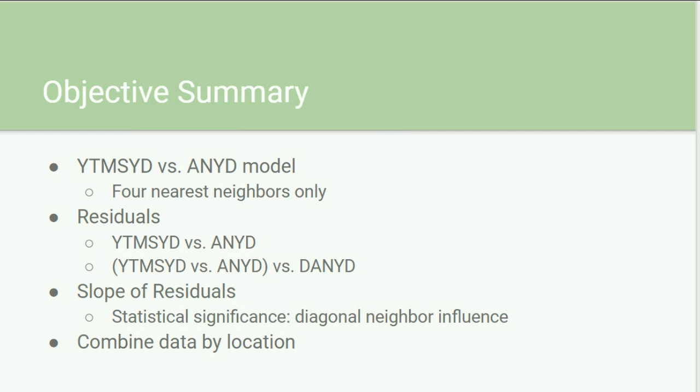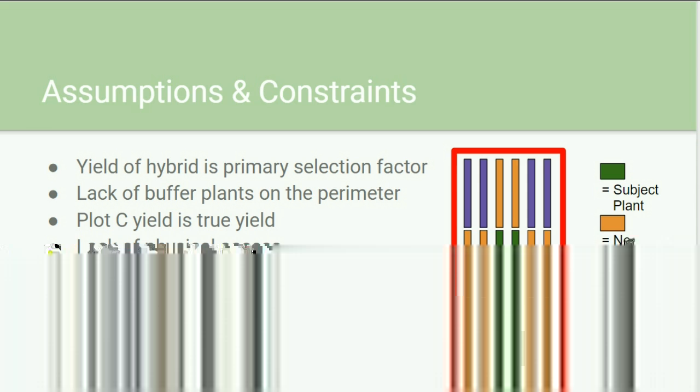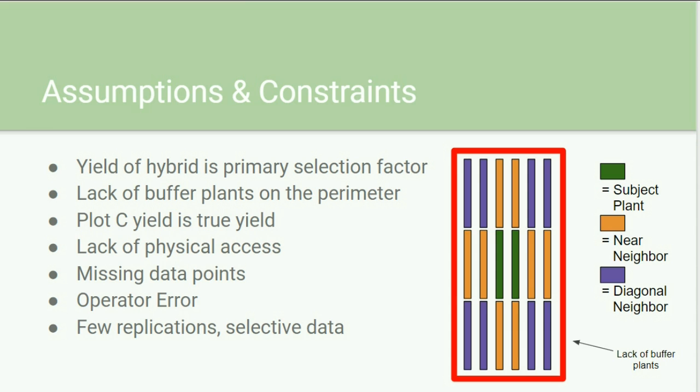This will show the diagonal neighbor influence, where data will then be combined by location to show the root mean square error. From data collection, the yield of each hybrid is considered to be the primary selection factor to move forward. The higher a hybrid yield is, the more likely it is to be selected. There are no buffer plants surrounding the plots planted, meaning that plants on the outside of each plot have no protection from the elements. The yield each hybrid has in plot C is considered to be the true yield for that hybrid. Along with the lack of physical access to the plots, missing data points, and operator error, we were given few replications in selective data.